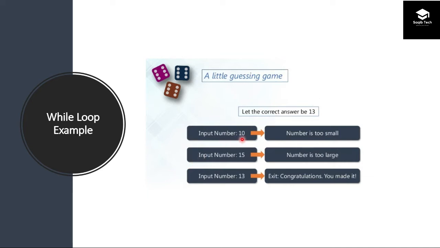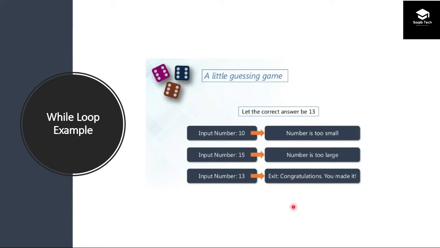Okay, and the user inputted 10 the first time. Look, 10 is not the correct number, we should find 13. Then it will print the number is too small. Then it will again ask for a number, the user inputted 15, it will say the number is too large. Now the user will get some idea that the number is between 10 and 15. If the user entered 13, it will say congratulations, you won that game.